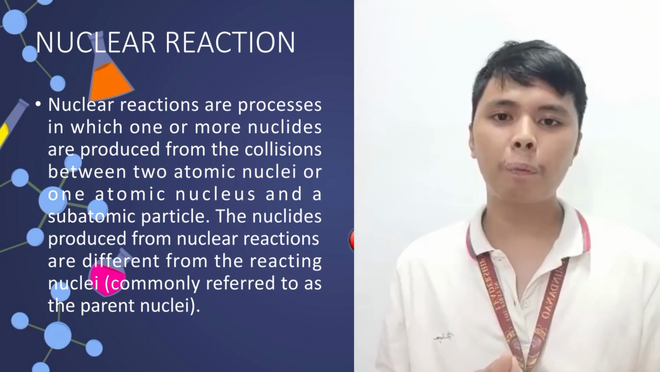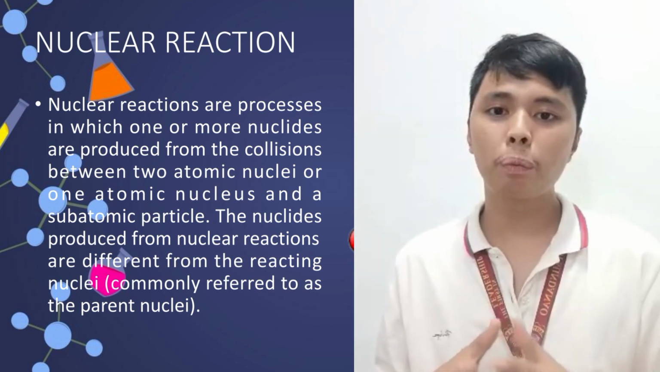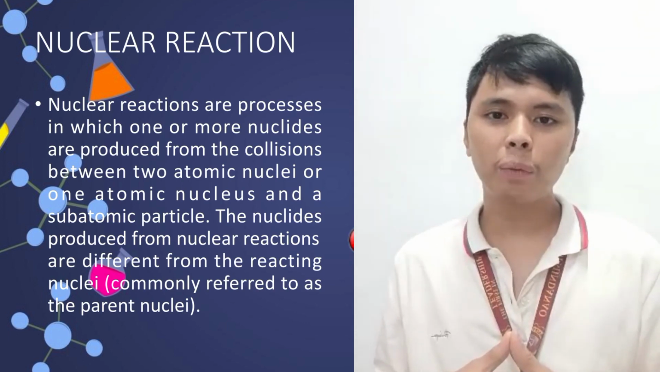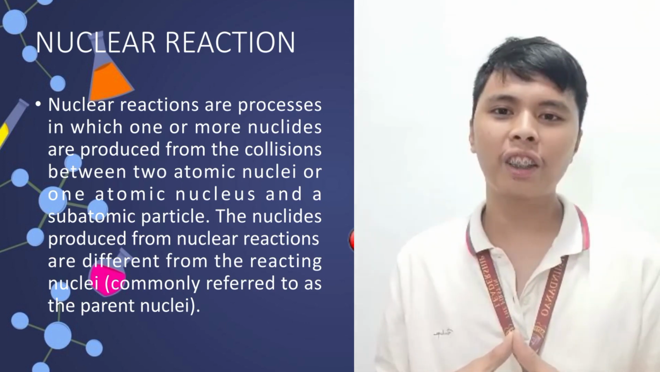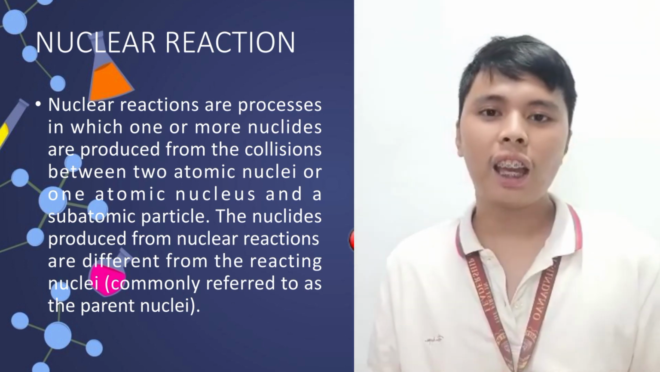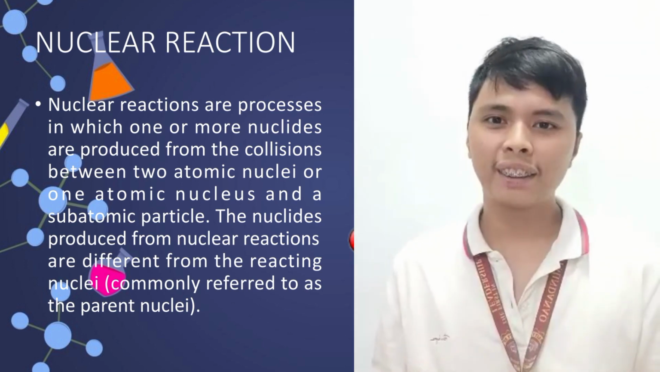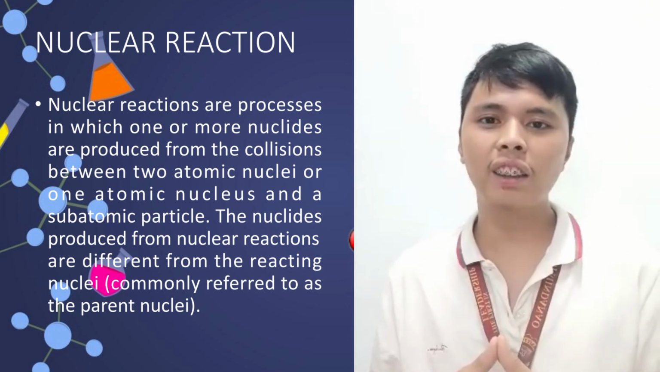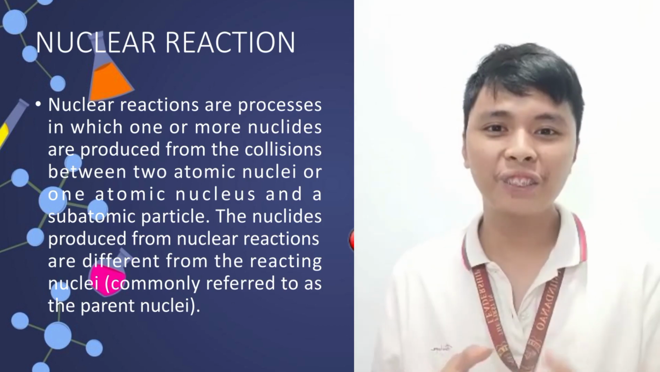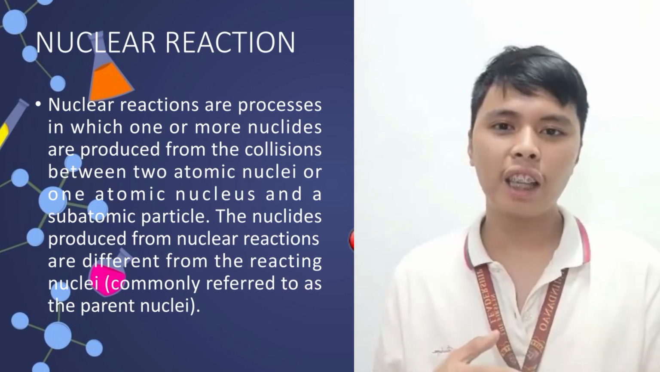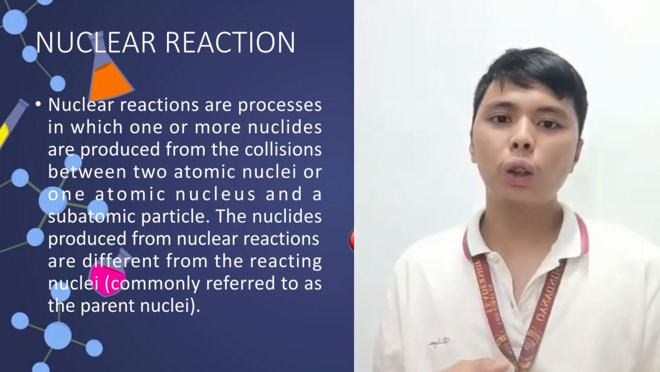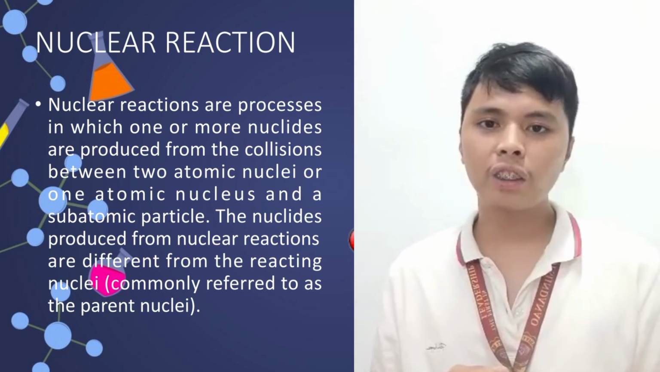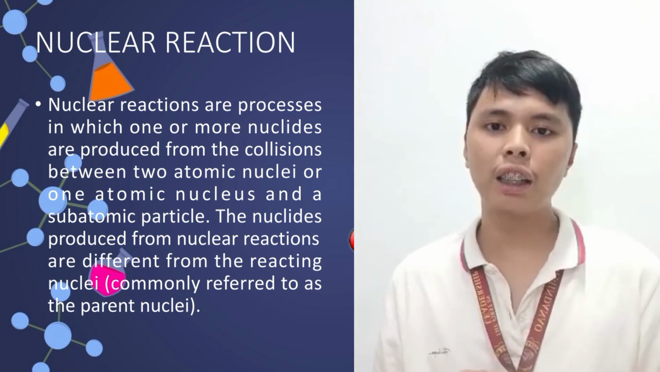Nuclear reactions are processes in which one or more nuclides are produced from the collision between two atomic nuclei or one atomic nucleus and a subatomic particle. The nuclides produced from a nuclear reaction are different from the reacting nuclei. Two notable types of nuclear reaction are nuclear fission reactions and nuclear fusion reactions.